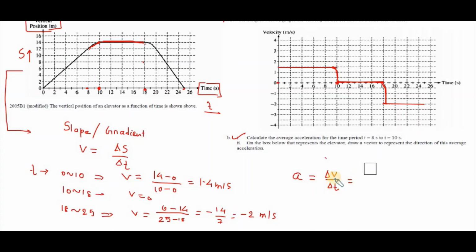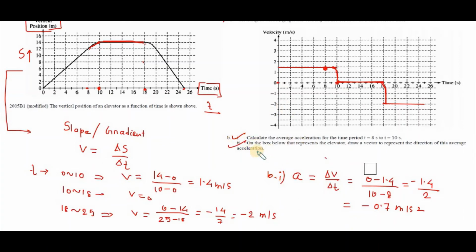Now the change in velocity: at 8 seconds the velocity is 1.4, and at 10 seconds its velocity is 0 here. So it would be 0 minus 1.4 upon the change in time, that is 10 minus 8. From there we get negative 1.4 by 2, that is negative 0.7 meter per second square. So it's basically representing the deceleration. So that is the B, part 1.